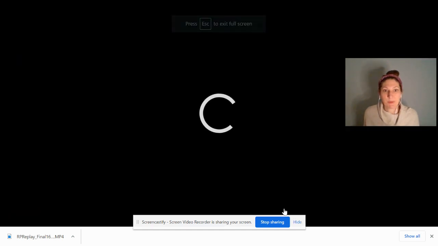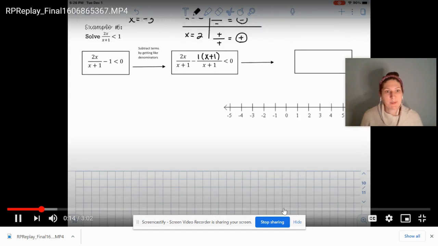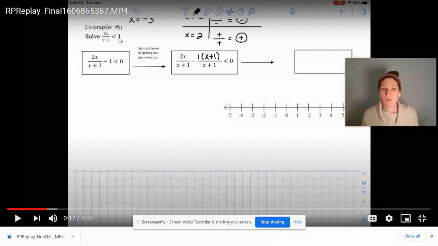Our last example of this unit is example number 5. So it's another rational inequality, but it's the spiciest one yet. The first thing you need to do is make sure that everything is on one side. That is not true here. So I need to subtract 1 first, and then I want this to be a single fraction.